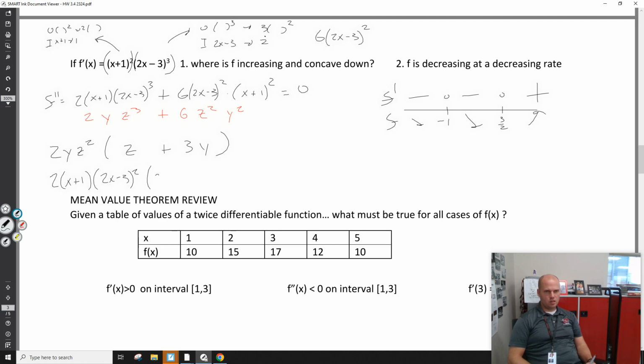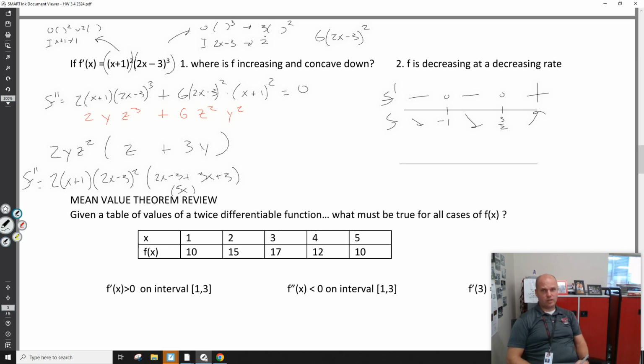Z, 3y's, 5x. The 3's go away. Well, that's nice. All right. What's that mean? This is my second derivative. This is my second derivative factored.